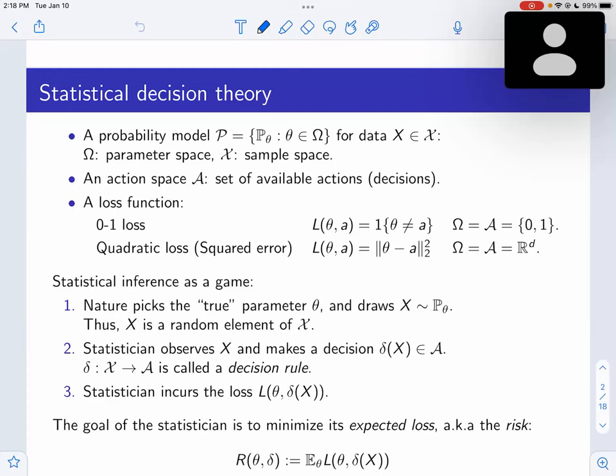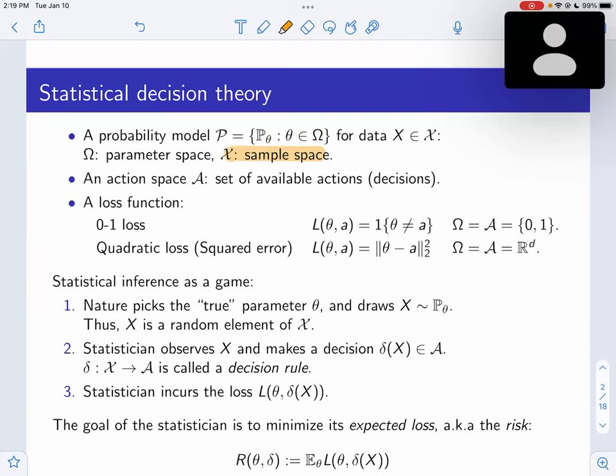So there are a couple of ingredients. There is a probability model, which we denote as script P. It's a collection of probability measures. I'm going to ask you in a second what a probability measure is, but there's not one, but a family of them indexed by this parameter theta, and there's a parameter space omega in which this theta lies. And then there's the underlying sample space. These probability measures are measures on the sample space.